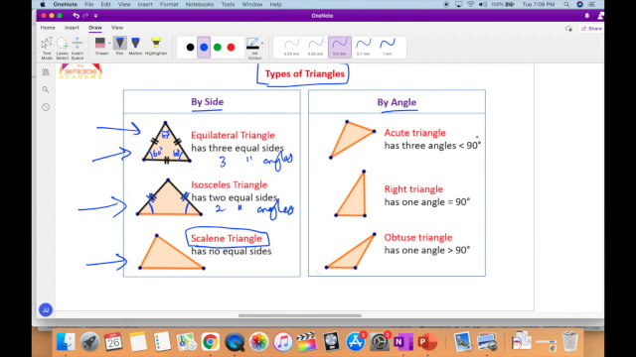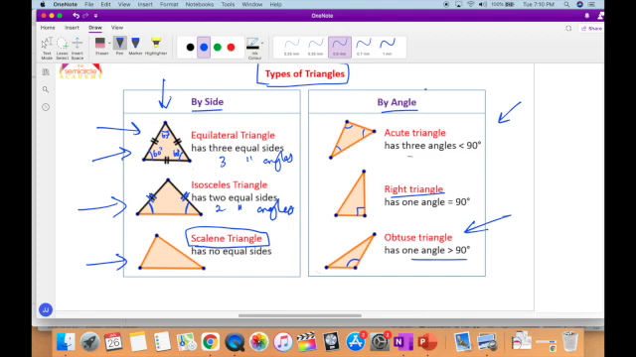So we have 3 types on this side when it comes to sides: equilateral, isosceles, and scalene. On this side we have an acute triangle, where all 3 angles are less than 90 degrees. You could say that this equilateral triangle is an acute triangle because all of those 3 angles are less than 90 degrees. So an equilateral can be seen as an acute triangle. The right triangle has 1 90-degree angle, so it is a right-angled triangle. And the obtuse triangle has one angle that is greater than 90 degrees.